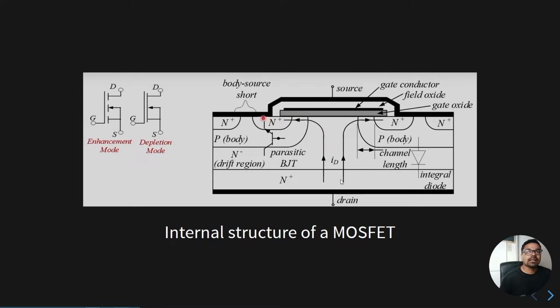First and foremost, the MOSFET has components of a diode in it, and characteristics of a BJT as well. It does conduct bidirectionally. It has an integral diode, where you can have current flowing from source to drain as well.